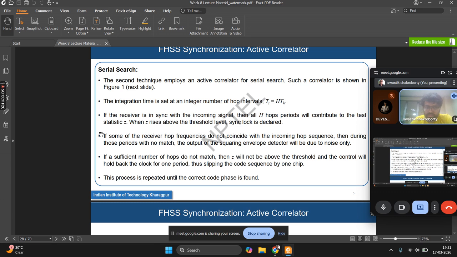Another advantage of serial search is that it uses a very small number of components. But what is the disadvantage of serial search? That it takes a lot of time. Because it is serial search, it is searching all the hop patterns one by one. So if you have a large number of hops, if capital H is pretty large, then it is impractical to implement a serial search.